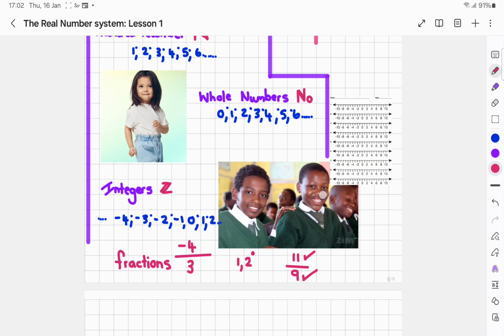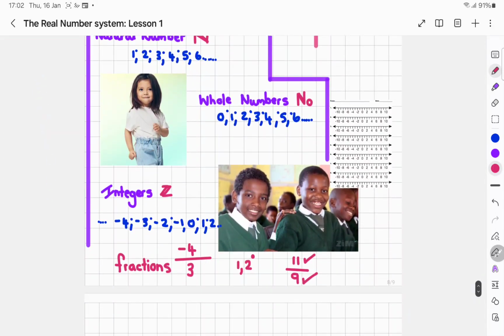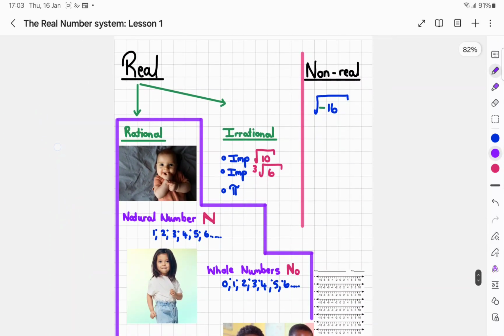Okay, if ever you need to think, is it rational or is it irrational? Remember, irrational is the surds, imperfect squares, imperfect cubes, and pi. Okay, so rational numbers also have your fractions. Let me put this in purple, just to stick to our color coding. So it also has fractions, but very important, the fraction must have an integer as a denominator as well as a numerator. Okay, and that is your number system.